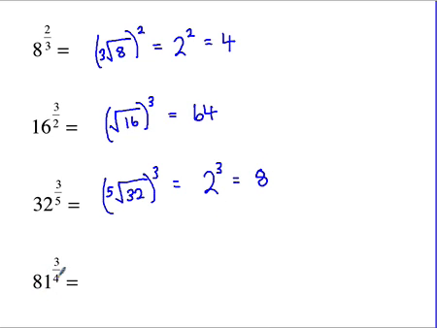With this one, I'm going to take the 4th root of 81 and then cube that. The 4th root of 81 is what number times by itself, times by itself, times by itself again gives me 81, which is 3. And then I need to cube that. So we've got 3, and then we're going to cube it. 3 cubed is 27.